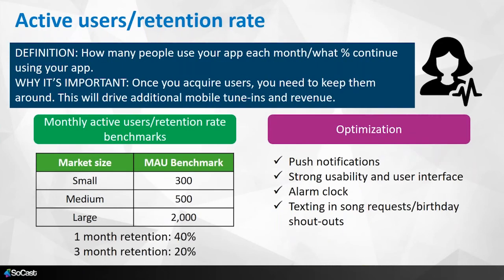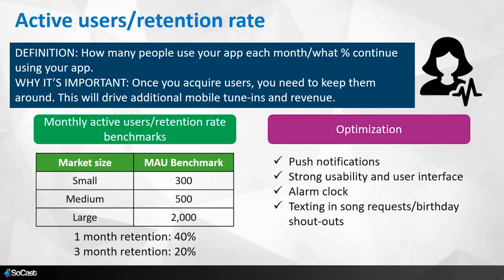Your retention rate is the percentage of people who stay on your app and is generally measured on a monthly basis. This metric is important because it's not enough to just acquire new users. You also have to keep your existing users around. Improving your retention rate will help to drive additional mobile tune-ins, engagement, and of course, revenue. Your retention rate is defined by the percentage of people who return to use your app each month. This metric is generally measured in monthly cohorts.